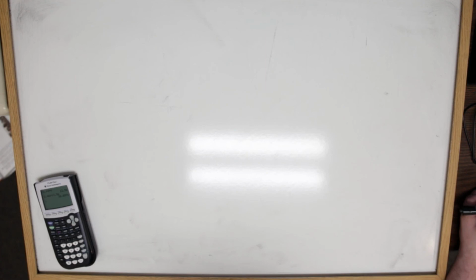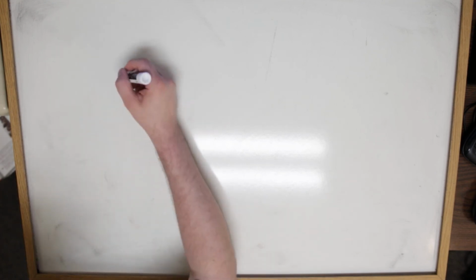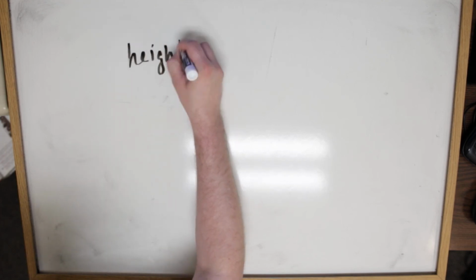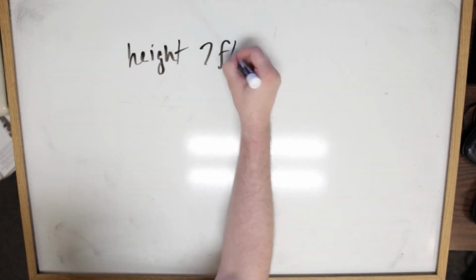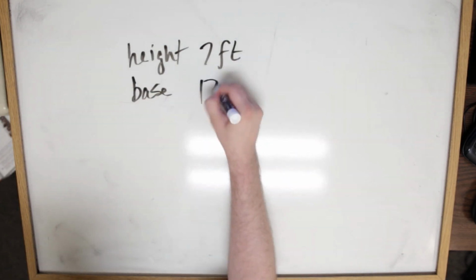All right, so let's look at some area problems now, because we did some perimeter ones, but I want to do some area ones as well. Here, I might need that calculator. I'm just going to put it off to the side. It says find the area of a parallelogram whose height is 7 feet and base is 17 feet.